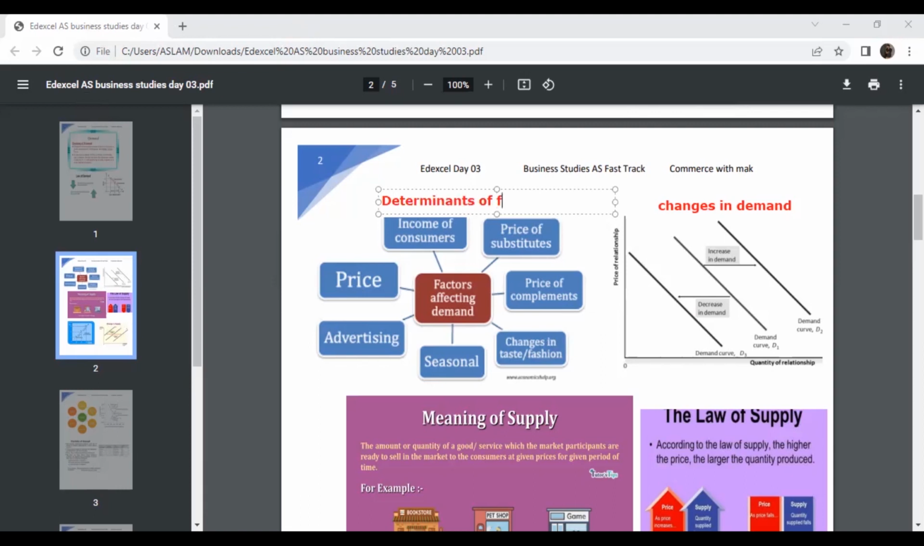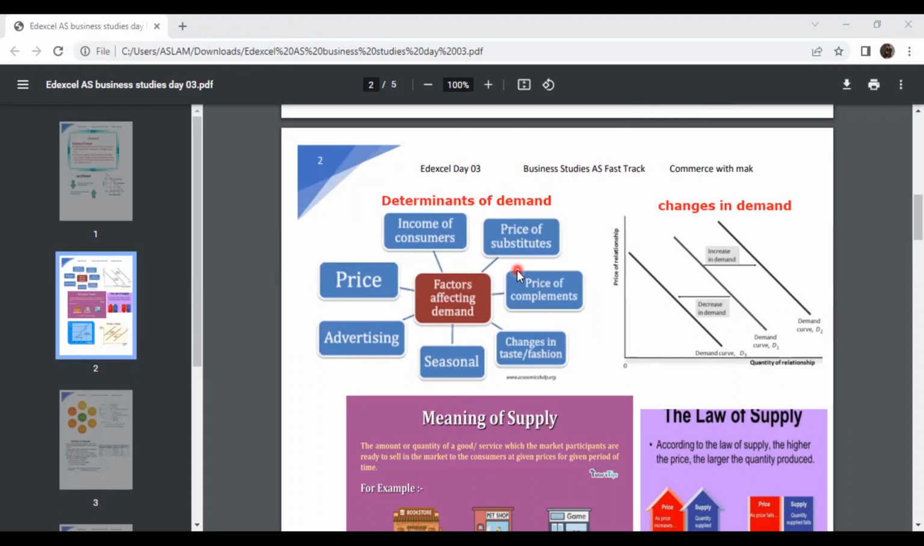What is the determinants of demand? Actually, a demand can either shift to the right or shift to the left based on the factors which are affecting the demand. Now you can see here the first factor affecting demand is known as income of consumers. So when income increases for a customer, the purchase of a product will also increase. That's what we say, income of consumers.